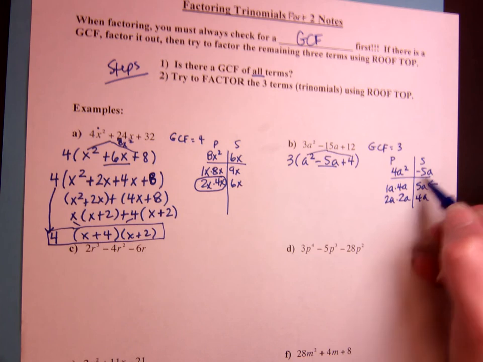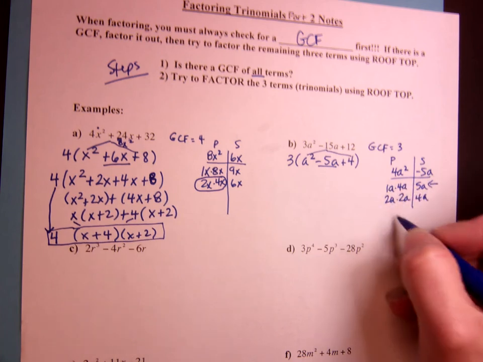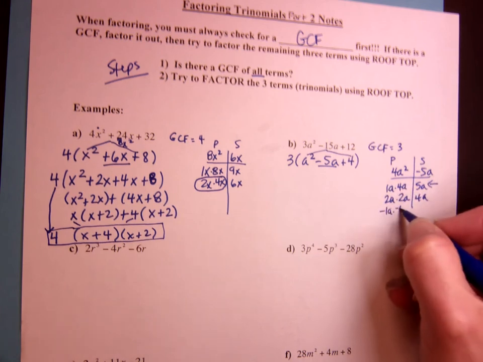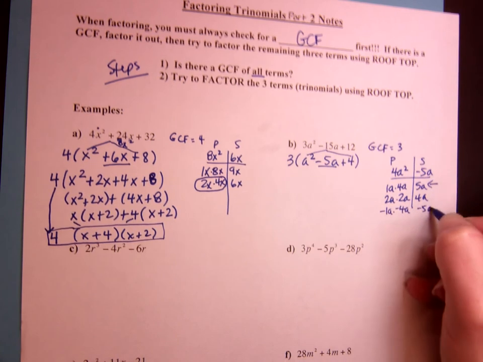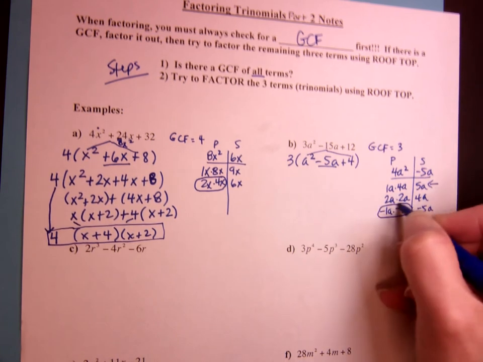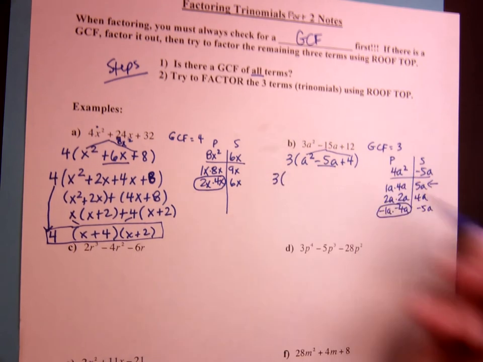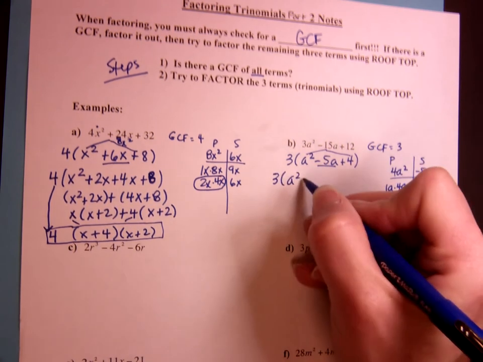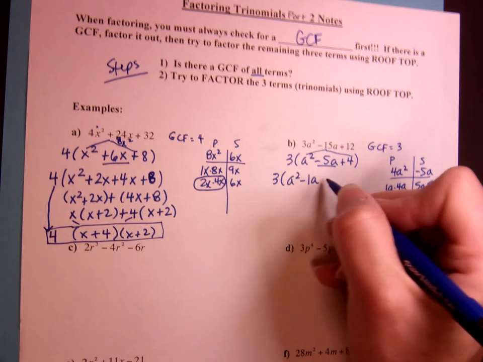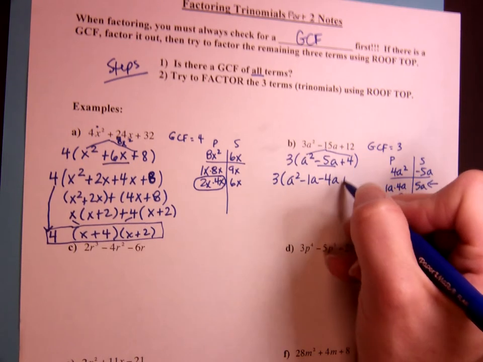The problem is that we don't have any negatives right now, so we're going to make that negative on each one so that it can add to negative 5. So here are the two factors that we're going to put in place of that middle term. So we've got 3 times a squared minus 1a minus 4a plus 4.